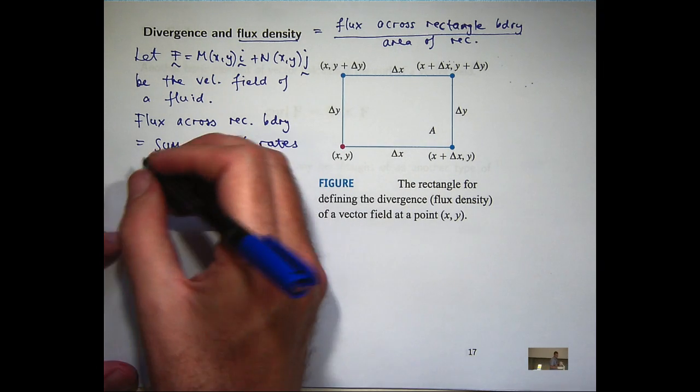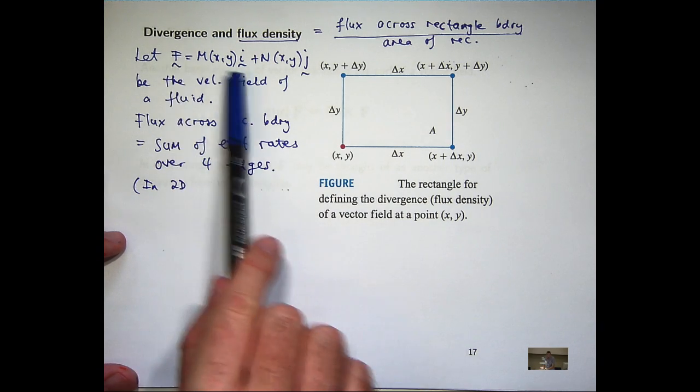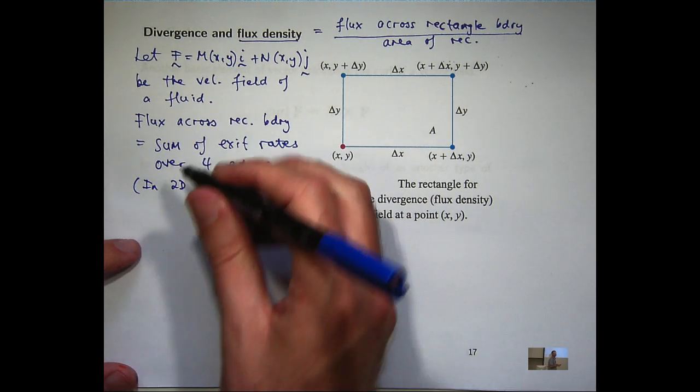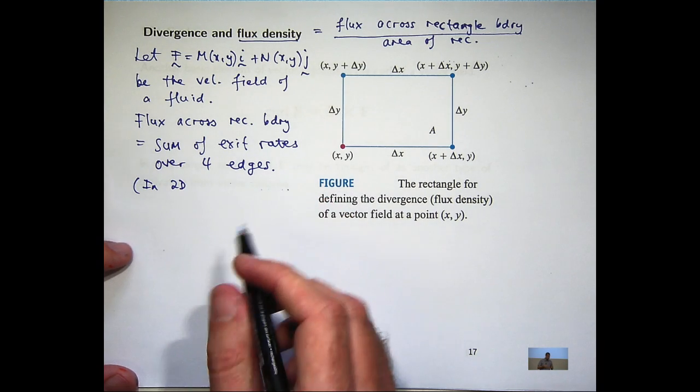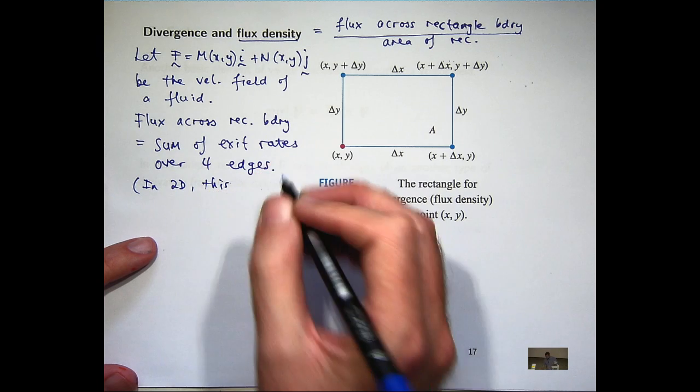In two dimensions, if this is the velocity field of some fluid, we would measure the flux in area per unit time.